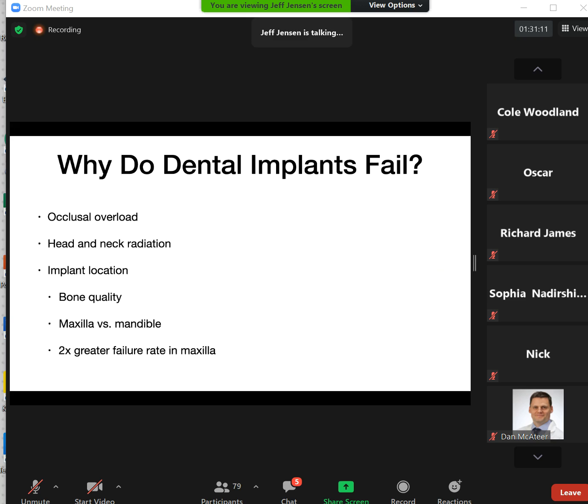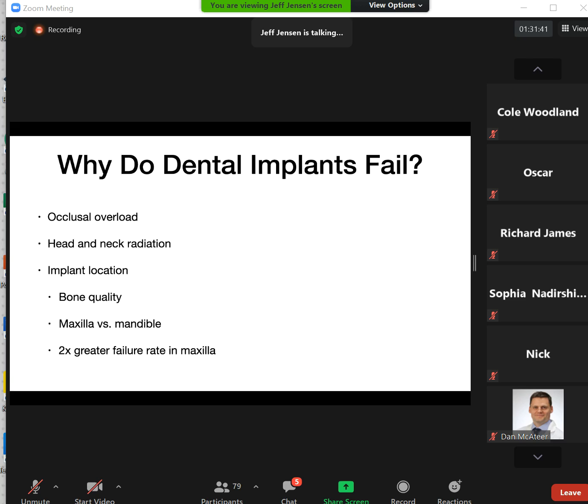Occlusion can cause an implant to fail if it's overloaded and takes too much pressure and force. We talked about head and neck radiation affecting healing of the bone. And then implant location can also affect the outcome. So we're looking at bone quality. We tend to see more failure in the maxilla than the mandible, probably because it's a little less cortical bone, less stability in the placement of the implant, and that can lead to some failure with implants.